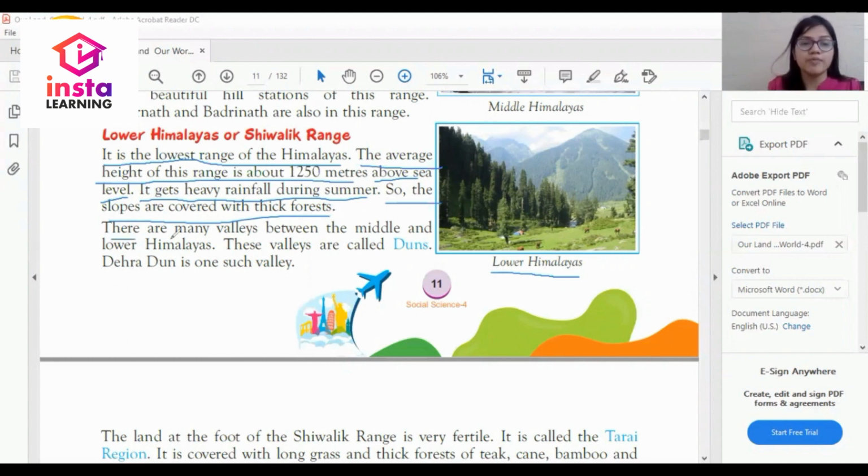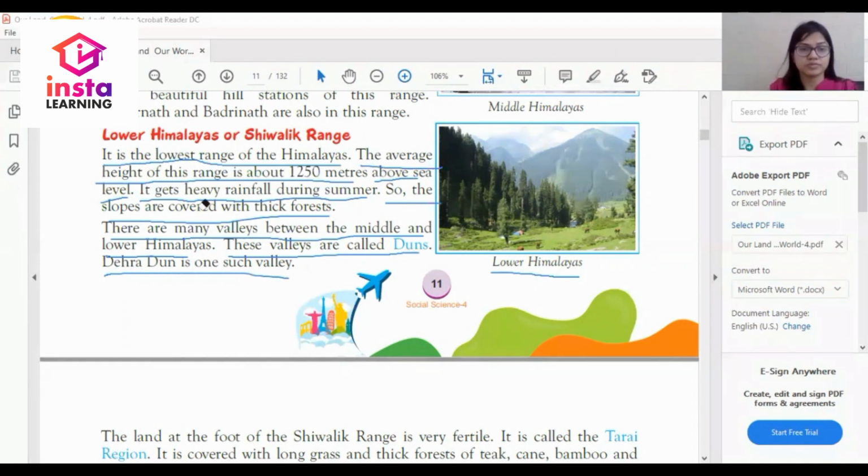There are many valleys between the middle and the lower Himalayas. These valleys are called dunes. This is very important question. Which are dunes? So the answer is there are many valleys between the middle and lower Himalayas. These valleys are called dunes. The example of such valleys is Dehradun. Dehradun is one such valley.